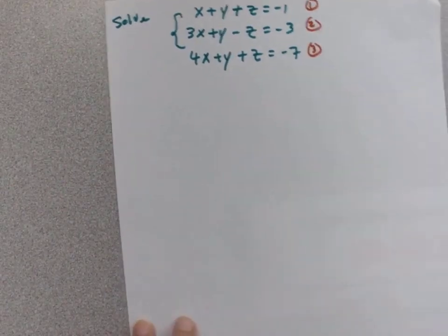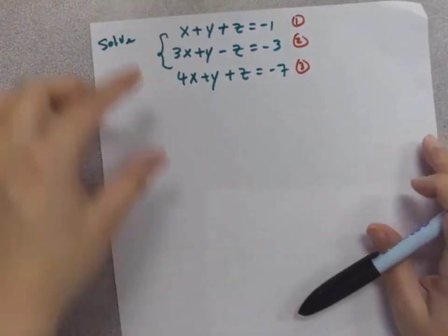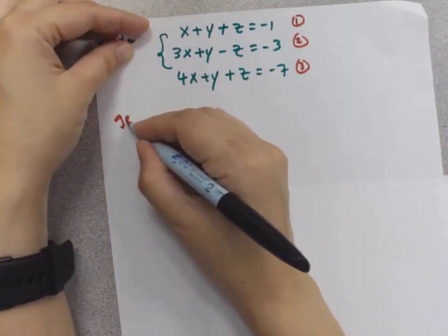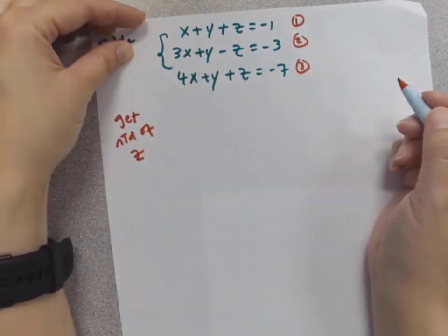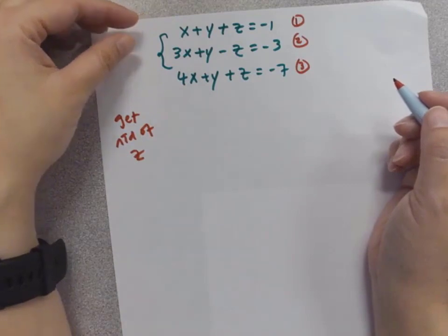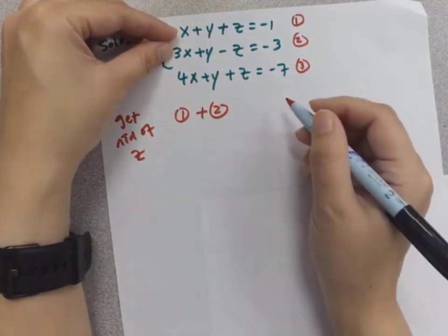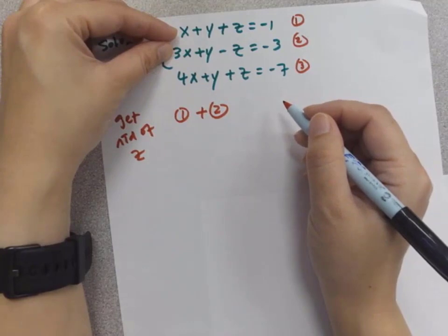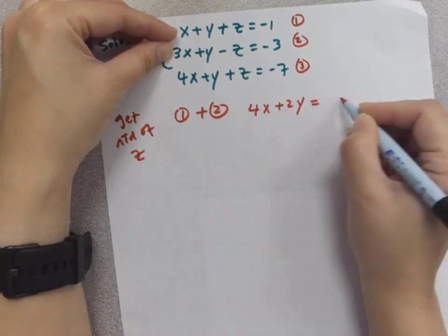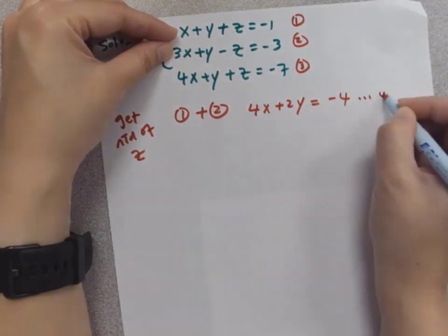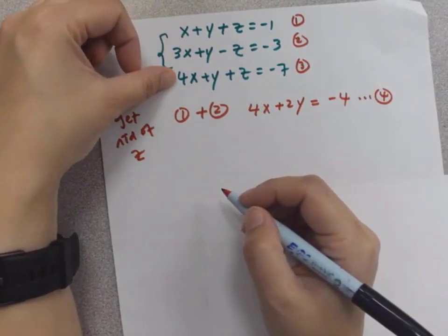Which variable is easiest to eliminate first? Z. So if we try to get rid of z, we can use the top equation with the second, so 1 plus 2, right? Equation 1 plus equation 2 will give me 4x plus 2y equals -4. Okay, that's equation 4. And then after we use the top 2, I have to use equation 3, right?